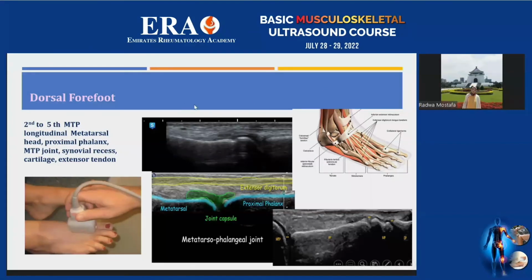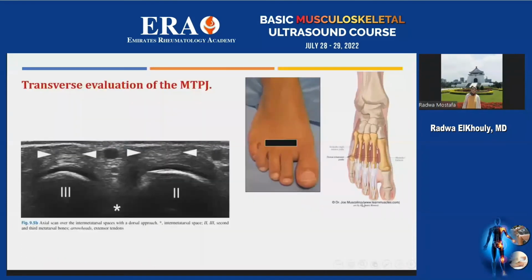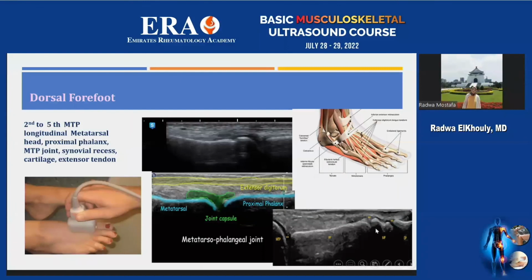Our dorsal forefoot scan from the second to the fifth metatarsophalangeal joints is in a longitudinal, long axis view. As we saw, we will see the same structures: the metatarsal bone with the metatarsal head and the proximal phalanx, with the synovial joint capsule and synovial recess, and above it the hyperechoic line of the extensor digitorum tendon. Going slightly distal, we will see the proximal phalanx, the proximal interphalangeal joint, and the distal interphalangeal joint.